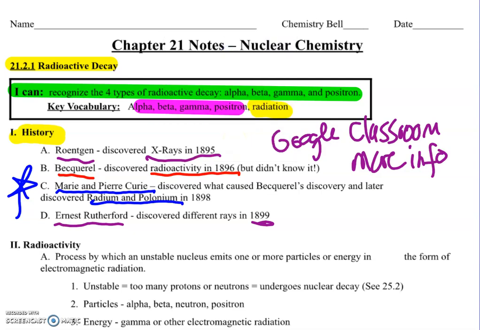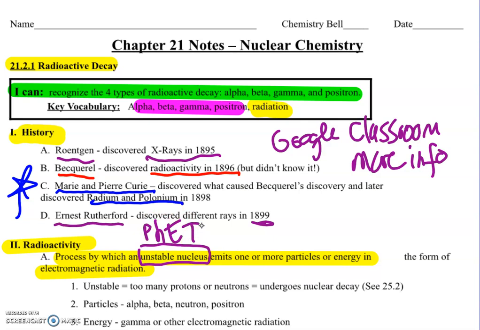Okay, so let's go on to what is radioactivity actually. It's a process by which an unstable nucleus emits one or more particles or energy in electromagnetic radiation. So let's go through and break that down a little bit. So key words here are unstable nucleus. If you look back at your PhET lab from chapter 3, where you built your own atoms, you had to do some things to make the nucleus unstable. You either had too many protons or too many neutrons, and that forces it to undergo nuclear decay.